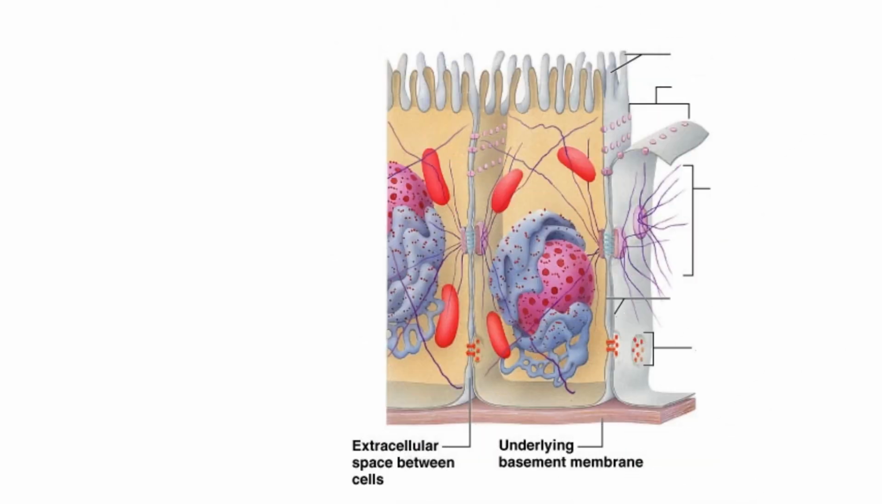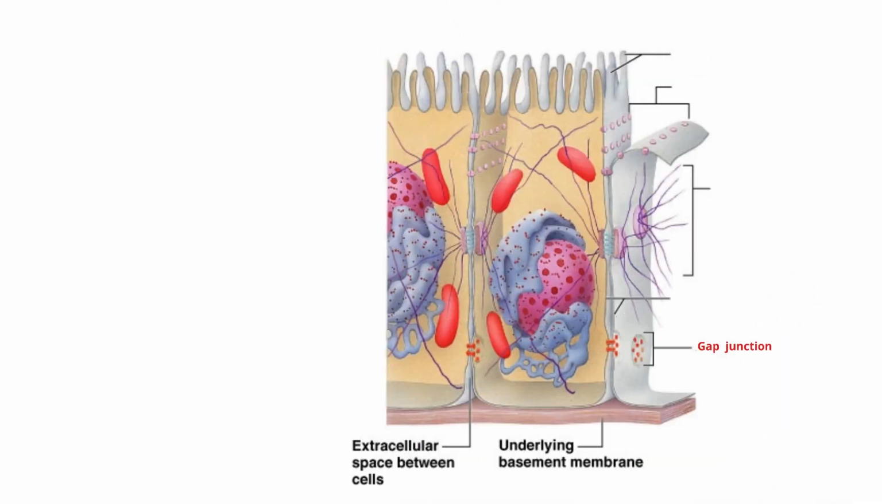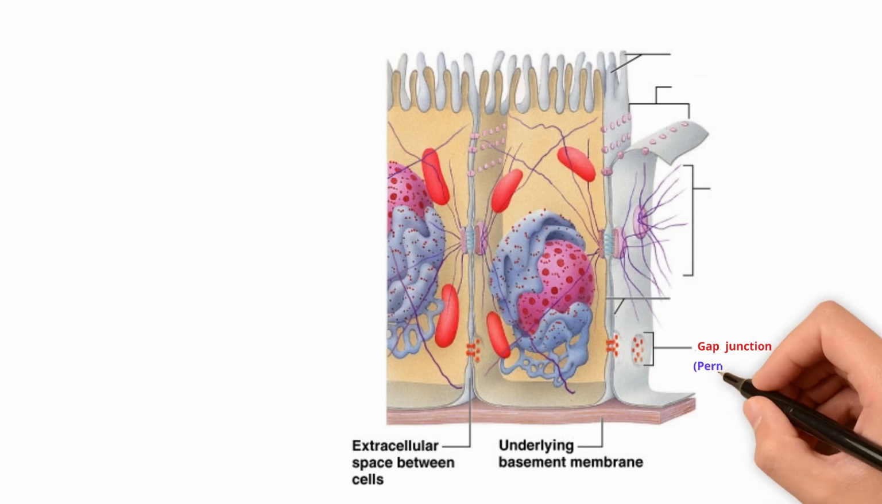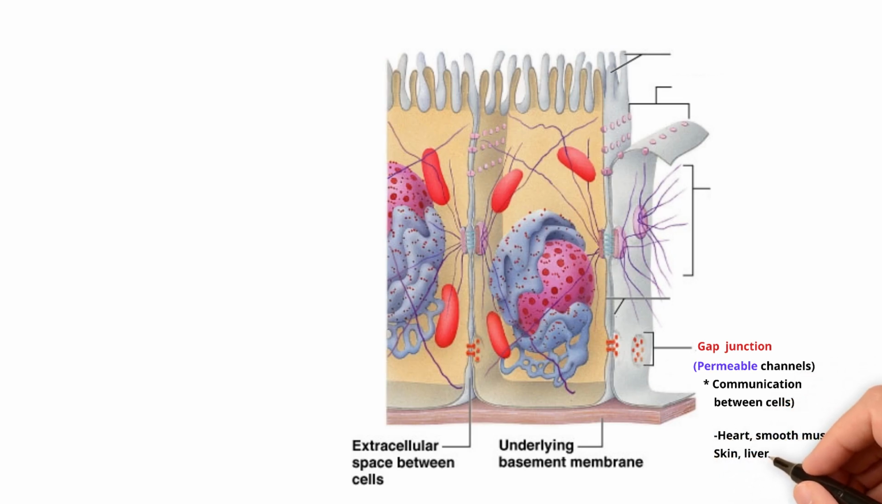The last type of junction is the gap junction. This type of junction consists of unique intercellular permeable connections that facilitate direct communication between adjacent cells. Therefore, gap junctions are very common in tissues that are metabolically active or require rapid communication, such as the heart, smooth muscles, skin, liver, neurons, and cornea of the eye.